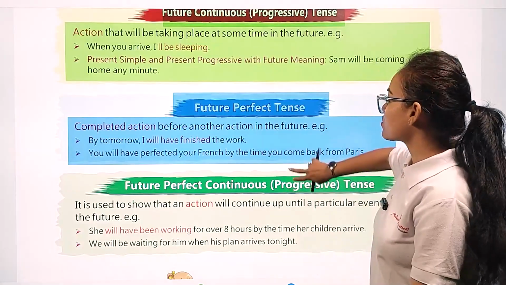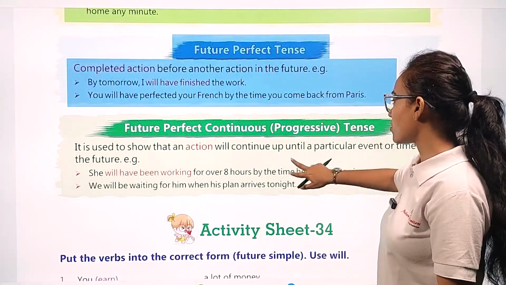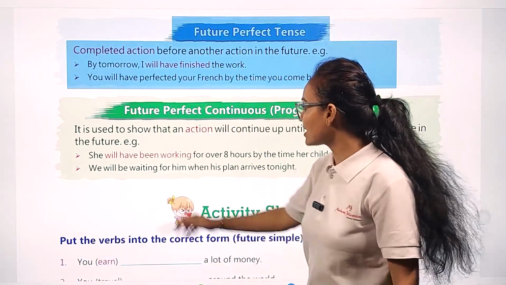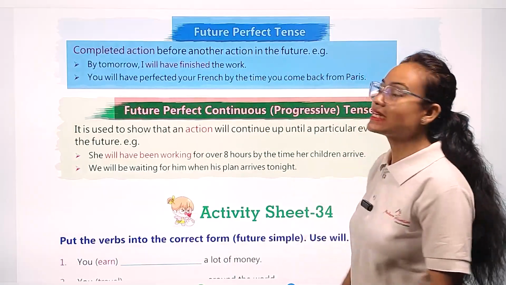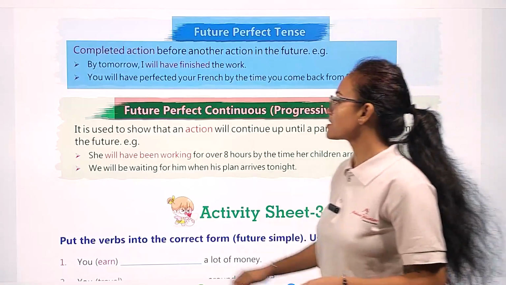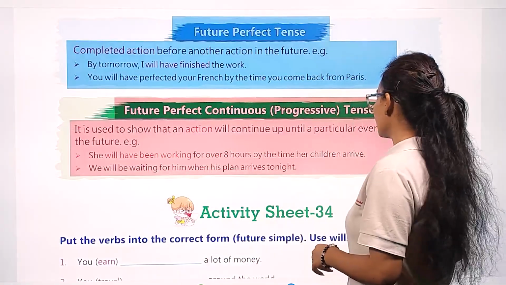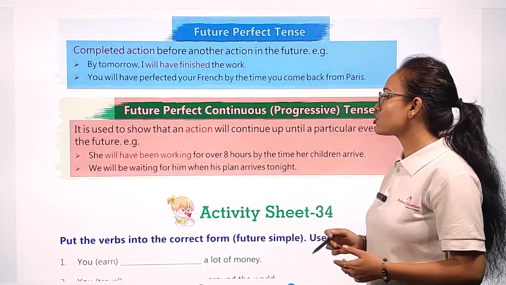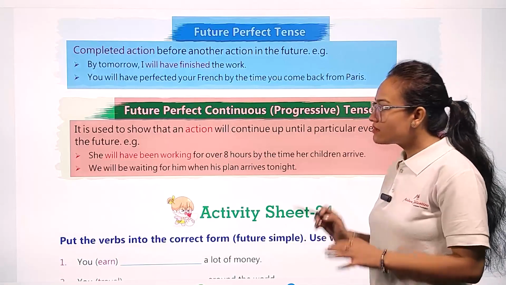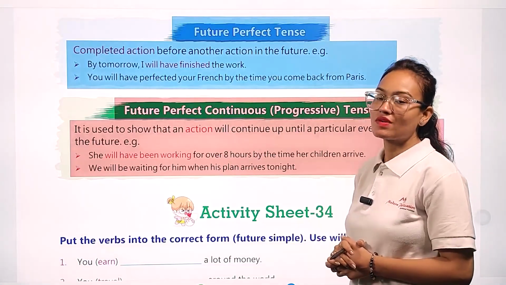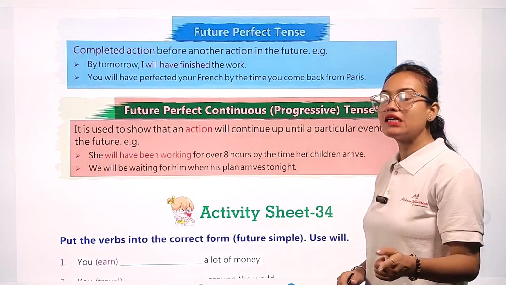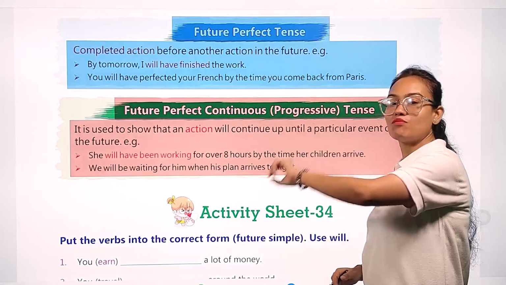Okay, now the next one is future perfect continuous or progressive tense. We are also going to see the future perfect continuous progressive tense. We use this tense to show that an action will continue up until a particular event or time in the future. My dear students, this tense shows that this activity or this work will continue till a certain moment of time, but in the future.